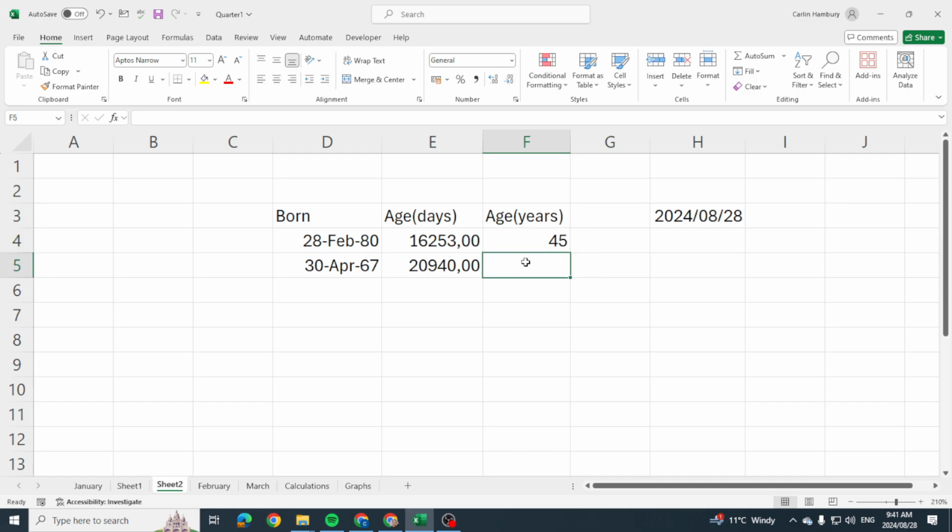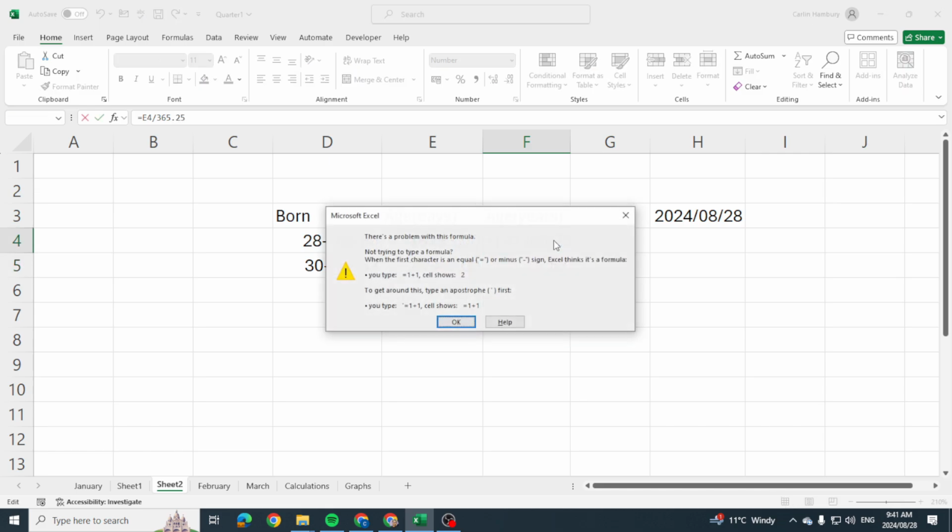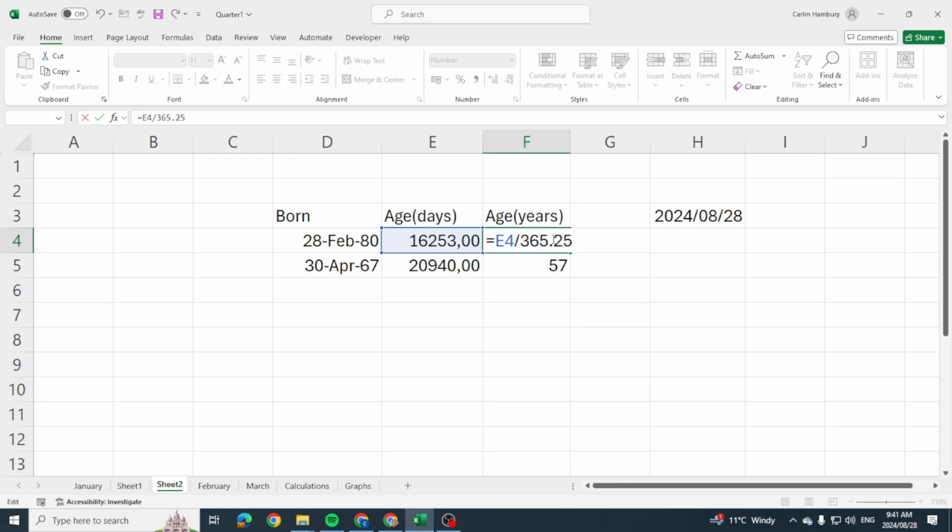Let's do the same over here. I'm going to take that and divide that by 365. I'm going to end up with 57 years old. Now, let's go and say 365.25. I still end up with 44. With 365.25, still end up with 57.